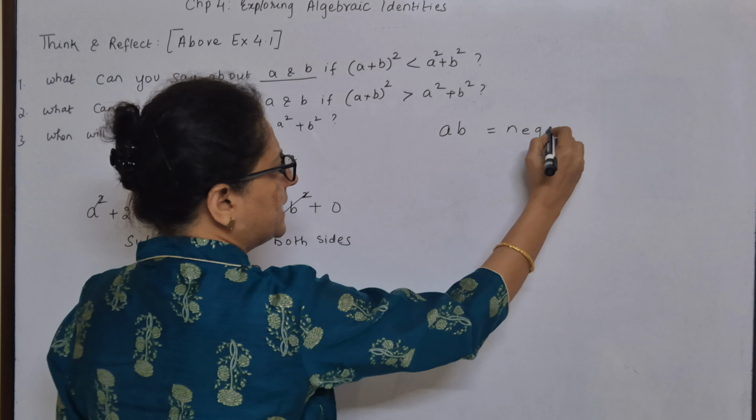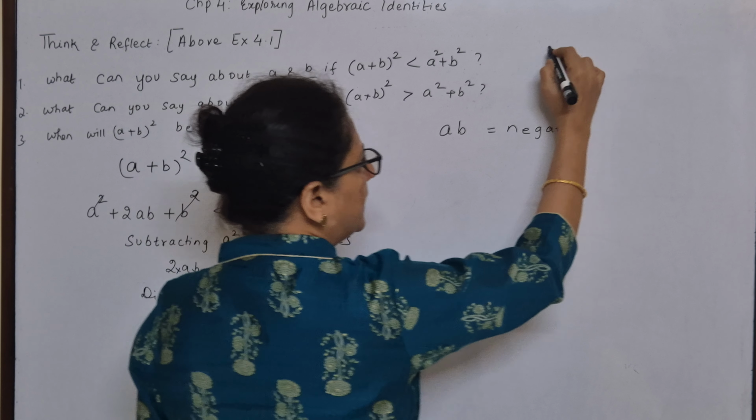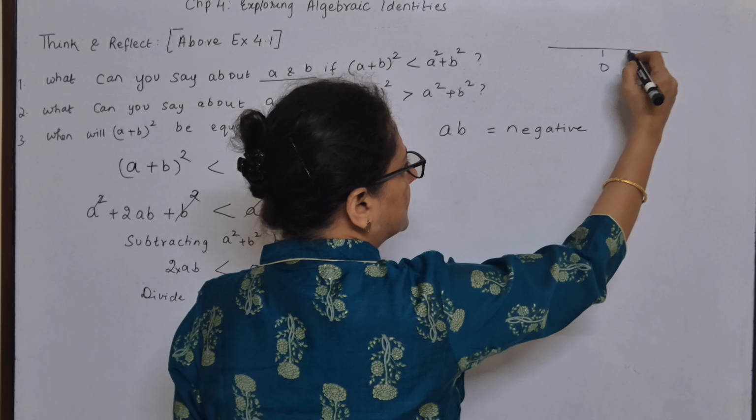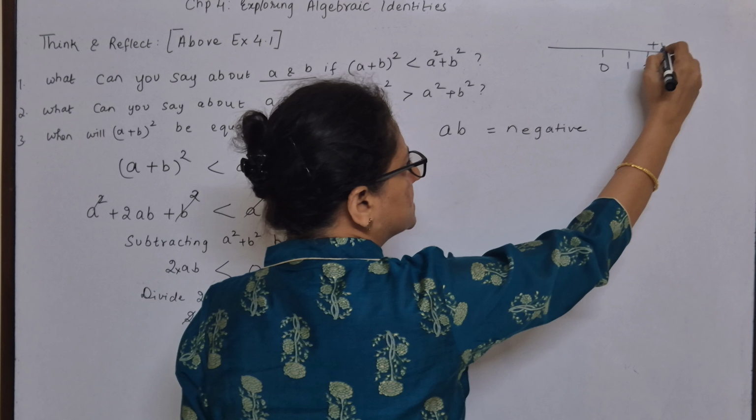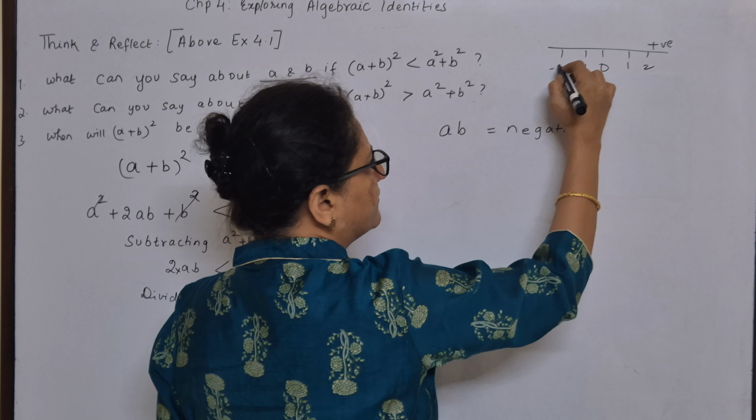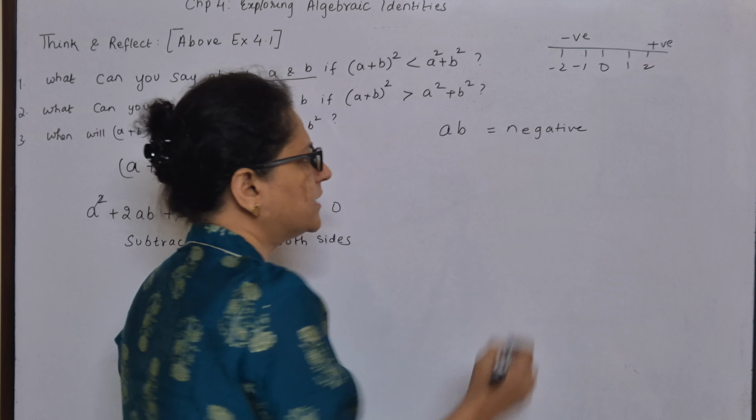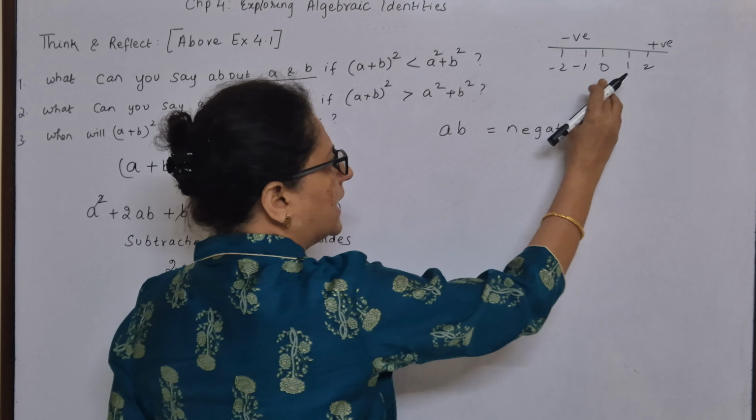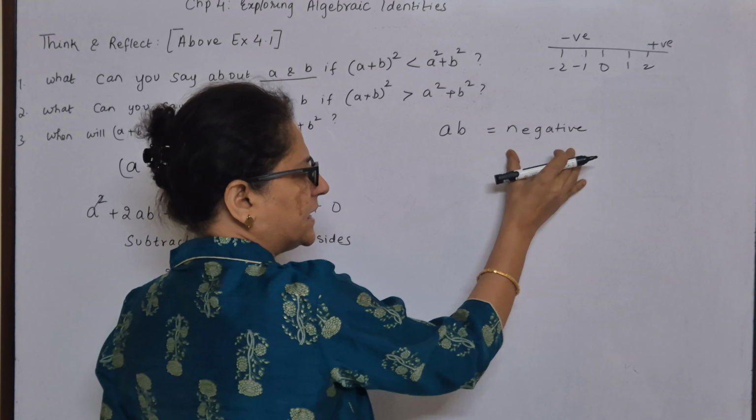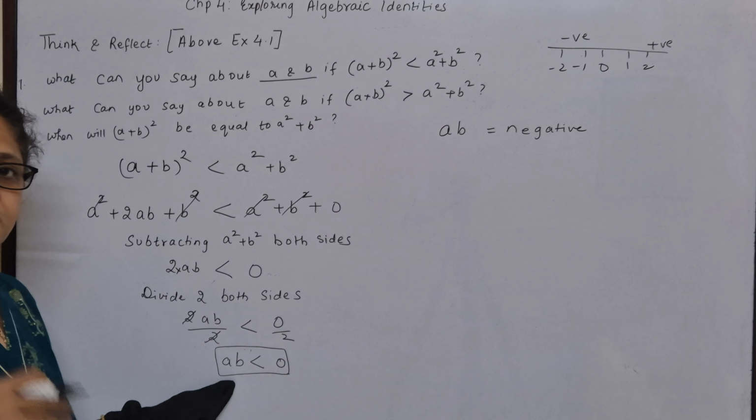Right? What is the meaning of less than 0? You know in the number line, anything on the right hand side is all positive numbers and towards your left side everything is negative integers. Right? So these are all positive and anything less than 0 is negative. That means AB is negative.